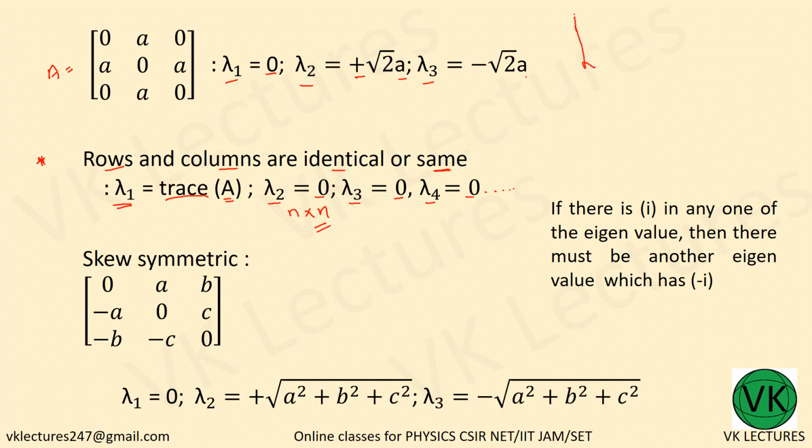Now one example I can give you. For example, this is a 3 by 3 matrix: 2 1 2, 2 1 2 and 2 1 2. So here the rows are the same. Then what is lambda 1? Lambda 1 is equal to 2 plus 1 plus 2, that is 5. And what about lambda 2? It is equal to 0, and you will have one more lambda which is also equal to 0.